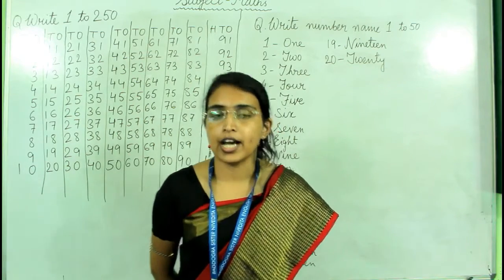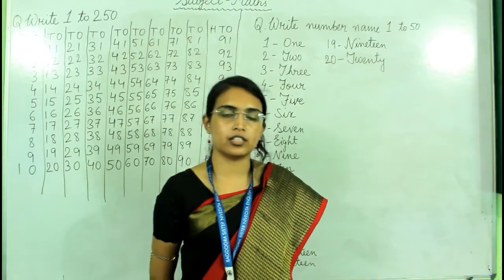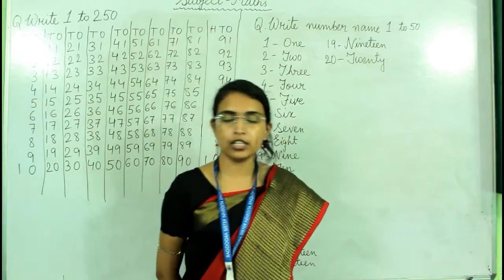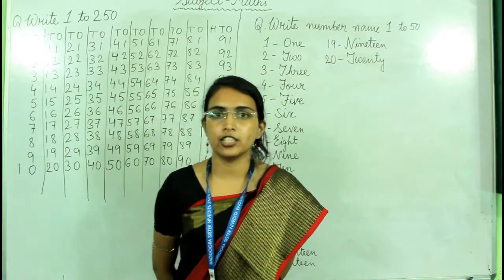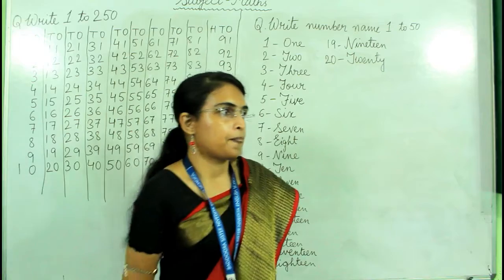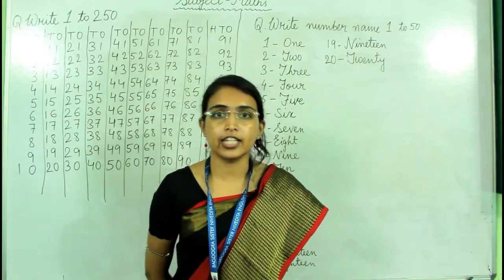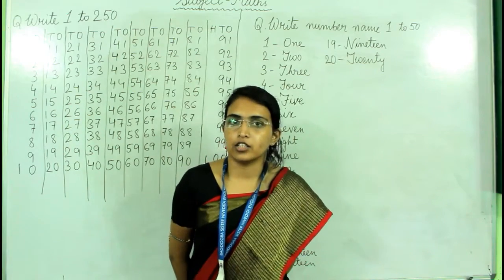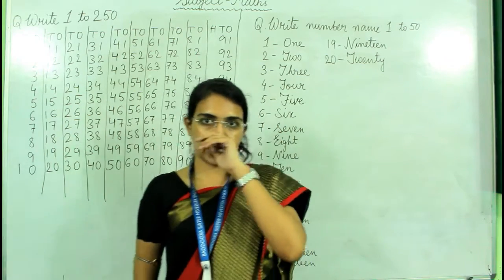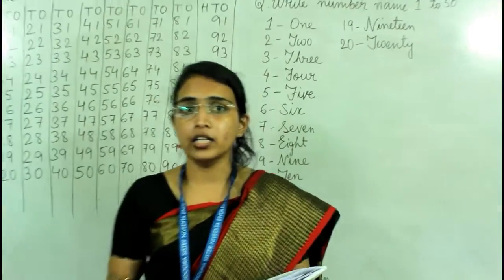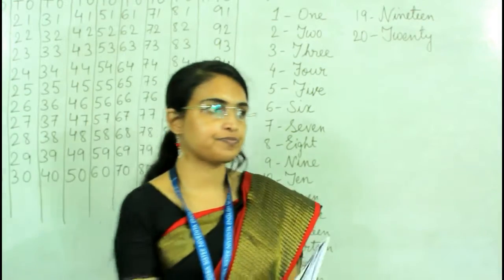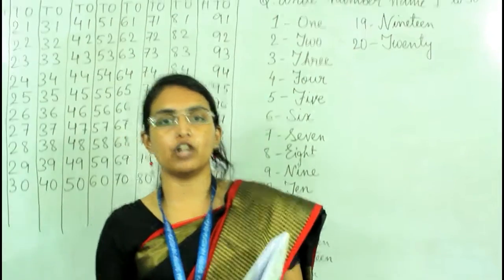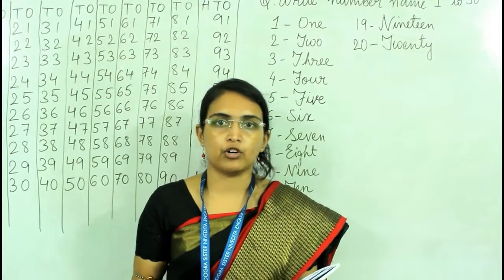37, T-H-I-R-T-Y, 30, S-E-V-E-N, 37. 38, T-H-I-R-T-Y, 30, E-I-G-H-T, 8, 38. Now 39, T-H-I-R-T-Y, 30, N-I-N-E, 39. Then after 39, 40. F-O-R-T-Y, 40. After 40, 41. F-O-R-T-Y, 40, O-N-E, 1, 41.